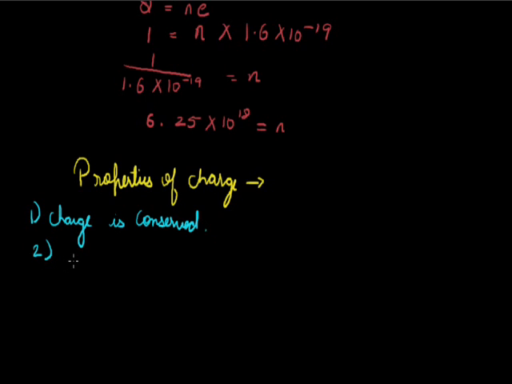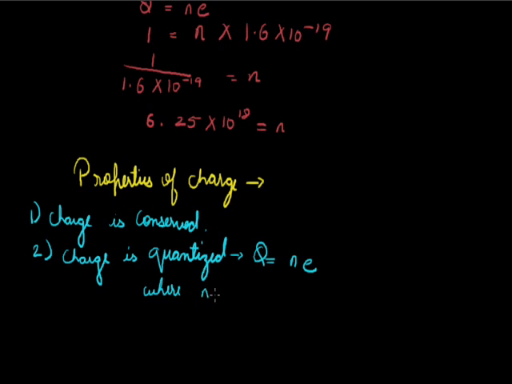Next property is quantization of charge. Means charge is quantized, which implies that charge on any body can be expressed as an integral multiple of the elementary charge known to us, that is Q on any body is equal to N into E, where N is a whole number. N can never be a fraction.